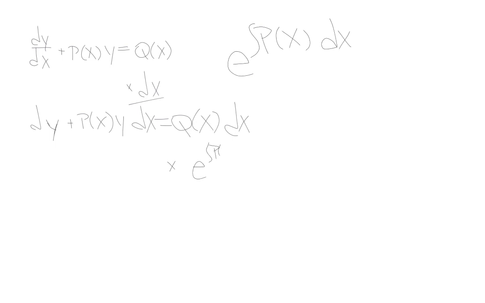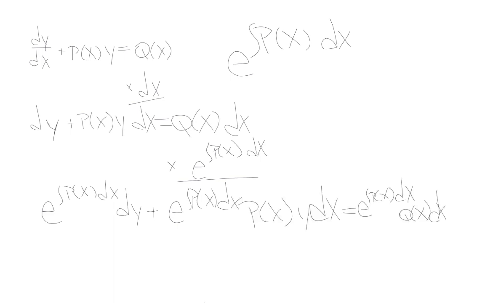I will get on the left hand side a total differential. So now I have e to the power of this integral times dy plus e to the power of this integral again times the function p of x times y times dx equals e to the integral times q of x dx.